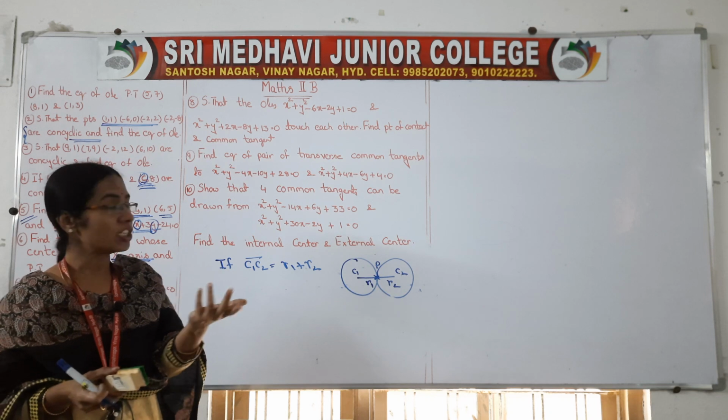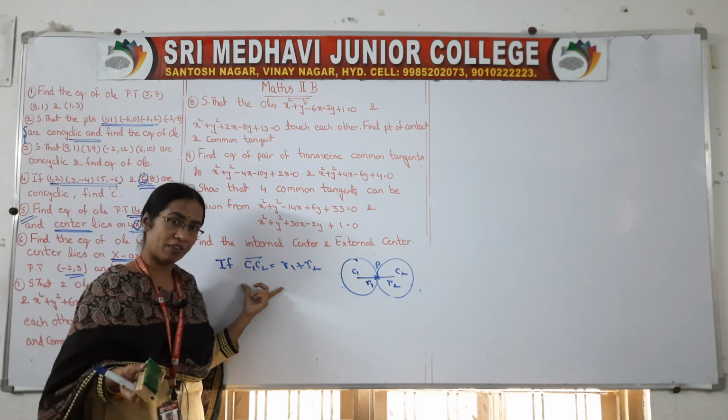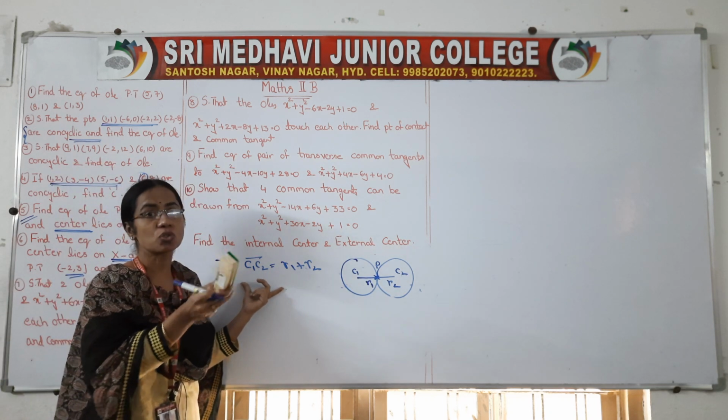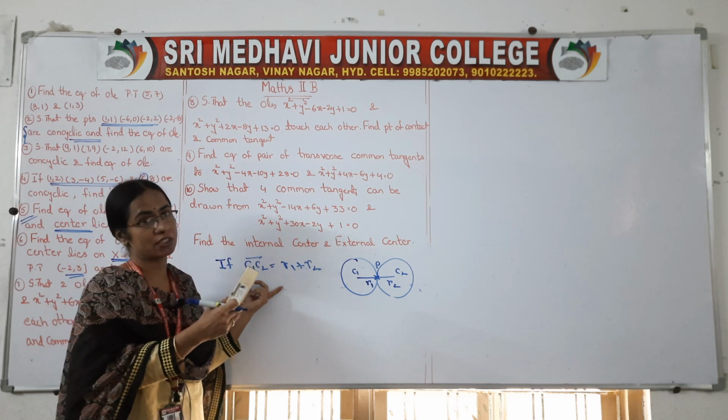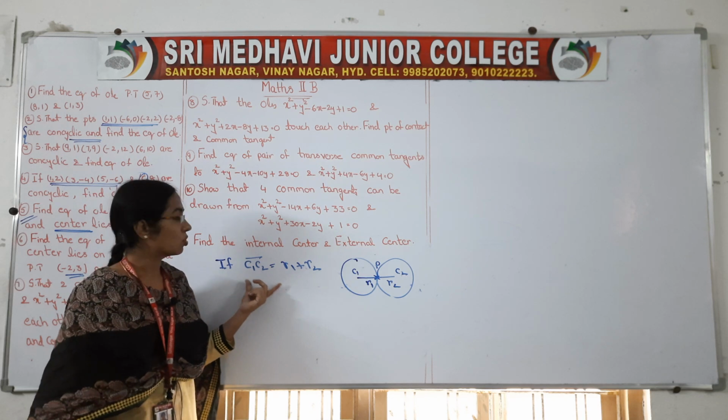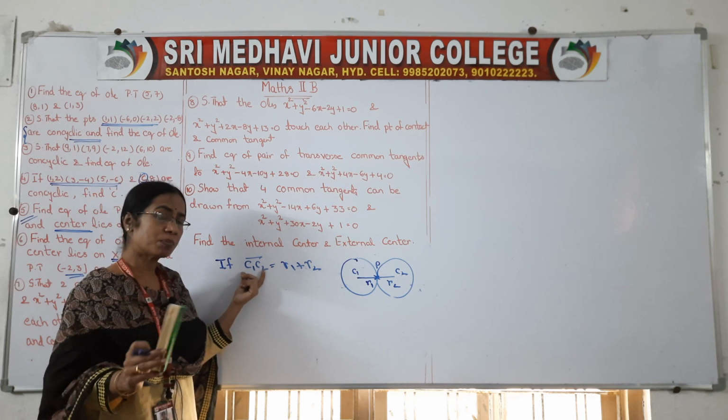So when they touch each other, first we will check touching externally. In both cases, these two circles touch externally, and these are the repeated, selected questions. That's why I am explaining. Okay, so find out the distance between C1 and C2.